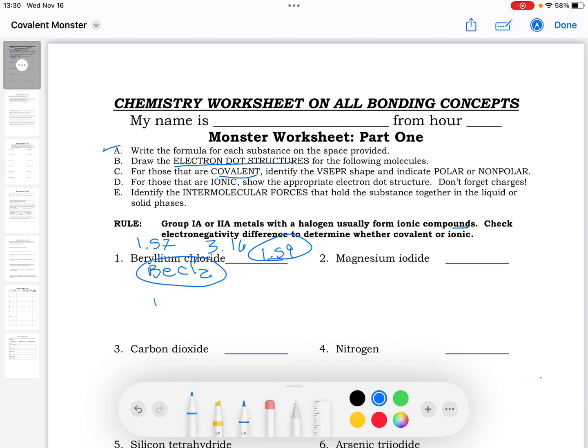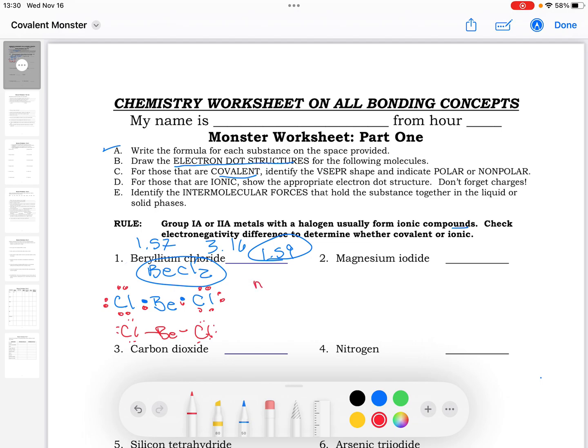Here's what it's going to look like. Then I'm going to switch colors for chlorines. This could also be drawn as either one of those would be correct.